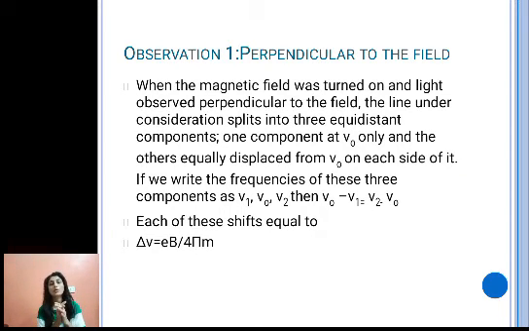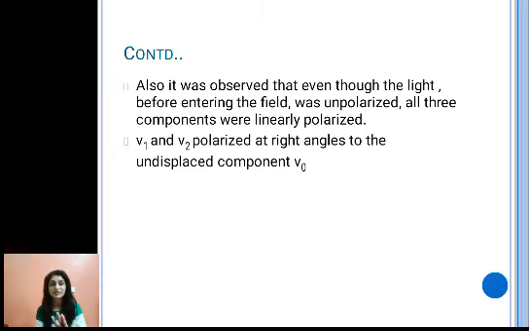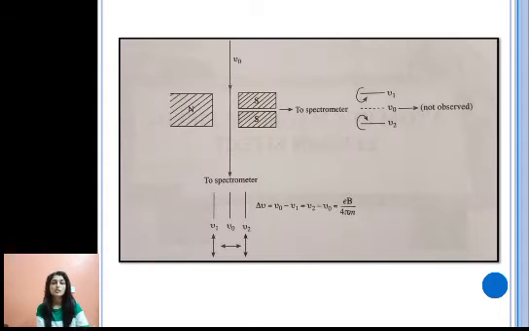Each of these shifts equals delta nu equals eB upon 4 pi m. That is, the difference between nu zero and nu one, and the difference between nu two and nu zero, equals eB upon 4 pi m. Also, it was observed that even though the light before entering the field was unpolarized, all three components we get are linearly polarized. So when we view perpendicular to the field, remember that we get three components, and these three components are linearly polarized. Nu one and nu two are polarized at right angles to the undisplaced component nu zero.